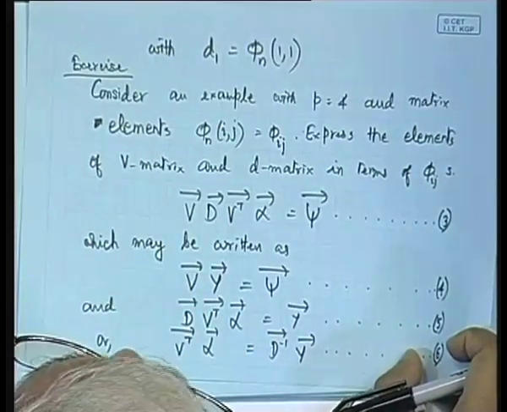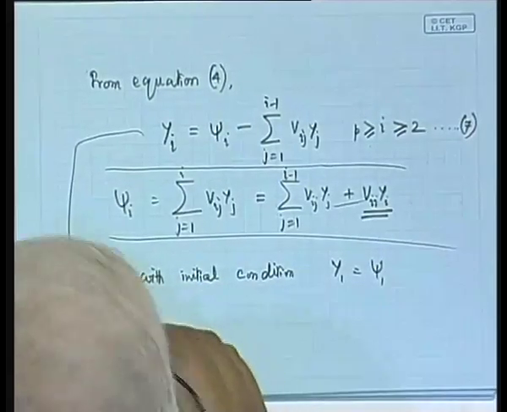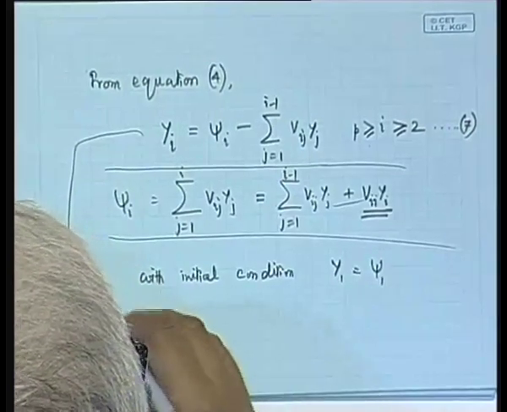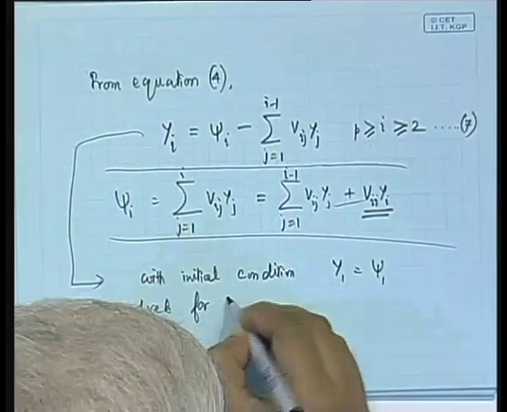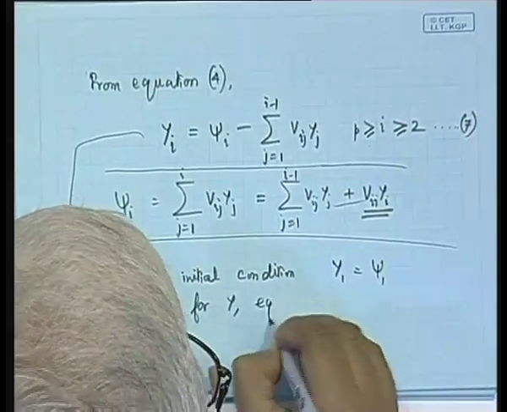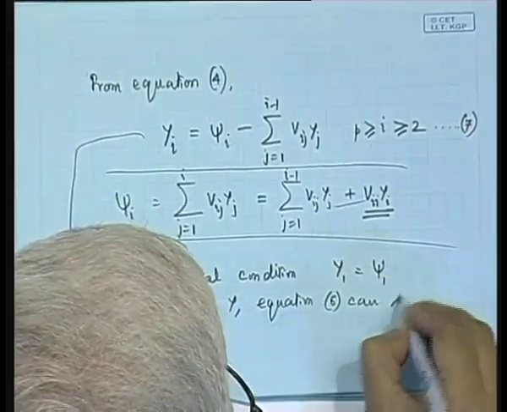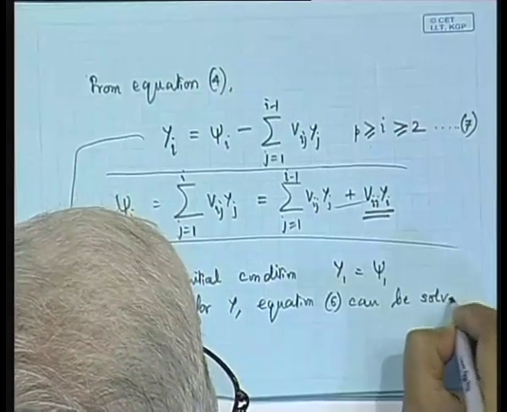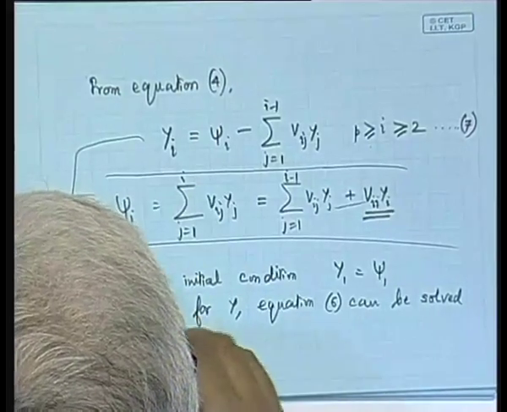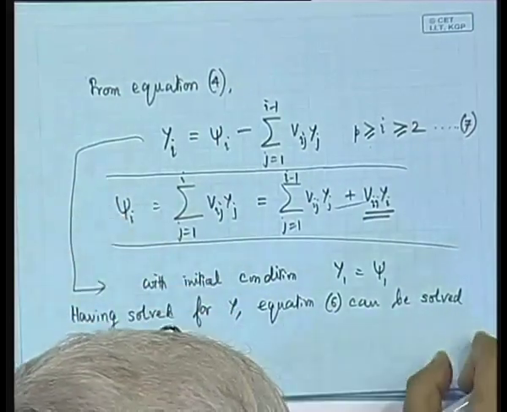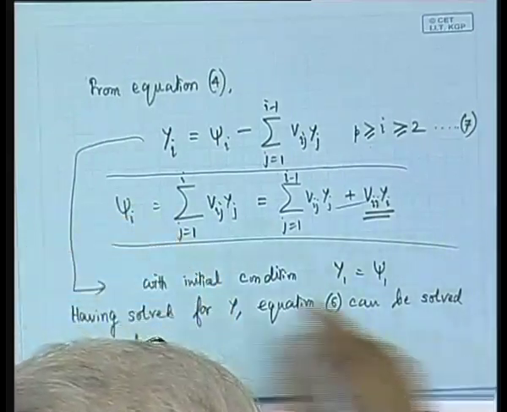And in fact we can directly write down this as a recursion for alpha. So, what we obtain, having solved for y, is that equation 6 can be solved recursively. I'll just go over to the next page to write down the recursive expression.